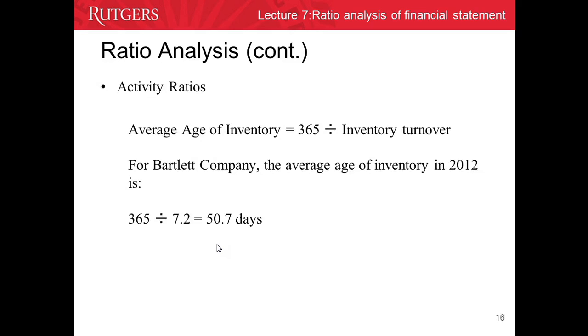The second activity ratio is average age of inventory, which equals 365 divided by the inventory turnover. So for the Bartlett company, we just need to use 365 divided by the inventory turnover that we calculated in the last slide, which is 7.2. Then we get the average age of inventory equals 50.7 days.